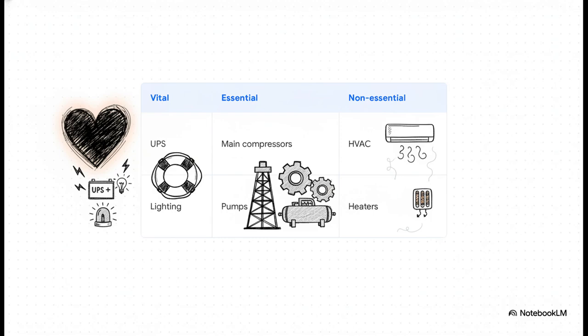We categorize loads as vital. Think life safety, UPS, and emergency lighting. Then we have essential loads, which keep the core process running, like your main compressors. And finally, non-essential loads, which honestly won't impact safety or immediate production if you happen to lose them.